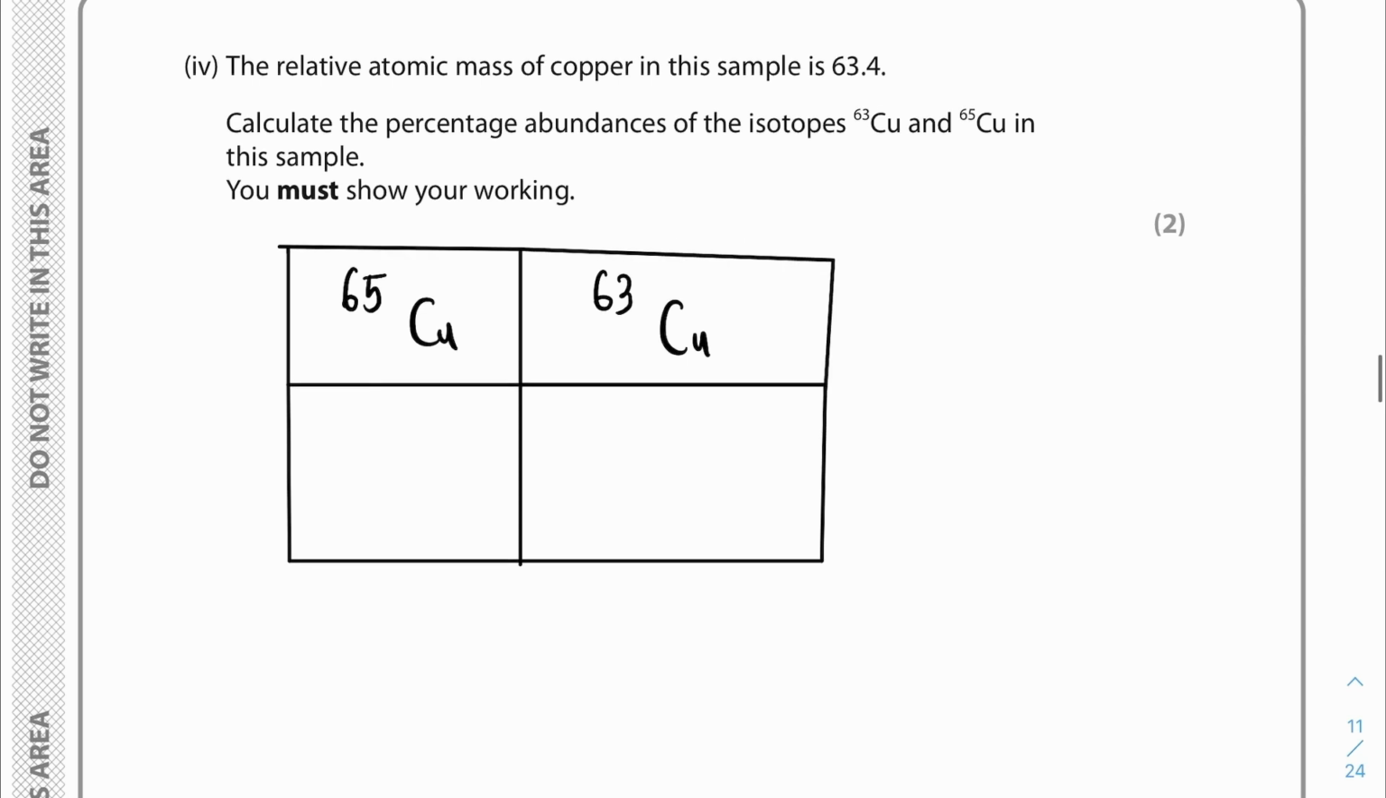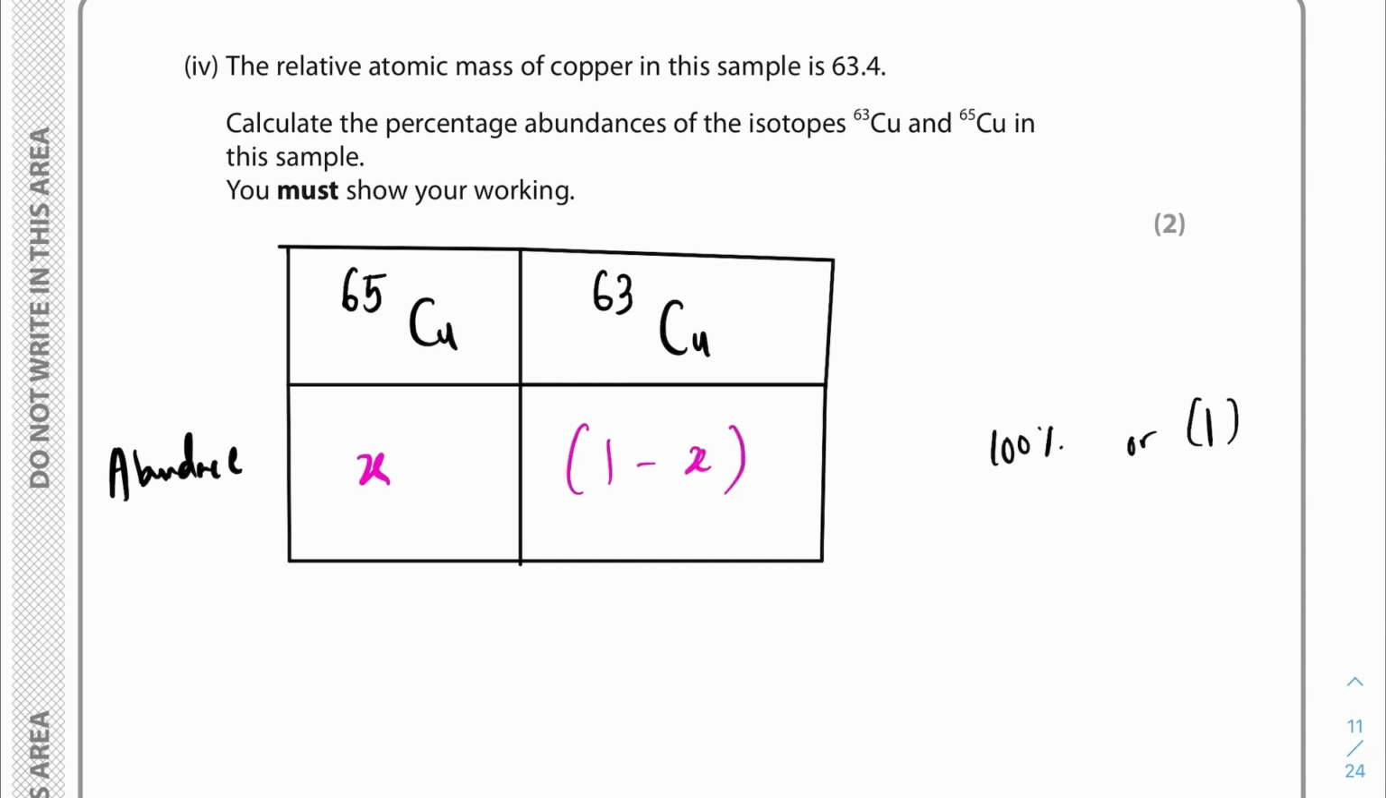Okay, so we know the abundance. Let's say the abundance is here. And we know the abundance should add up to 100% or 1 if we're dealing in decimals. So let's just deal with decimals here. We don't know the abundance, so let's just call the abundance X. And the total must be 1. So this must be 1 minus X.